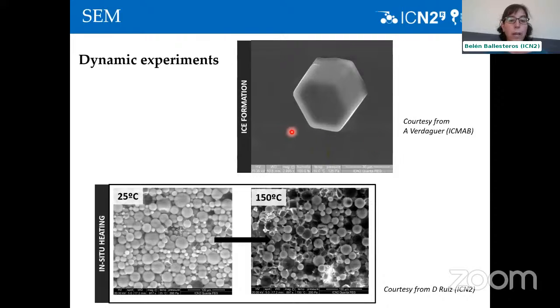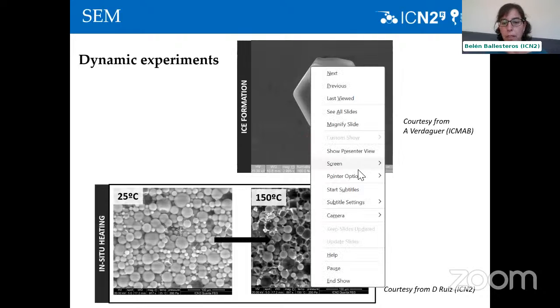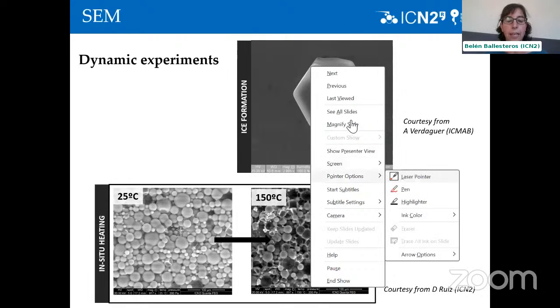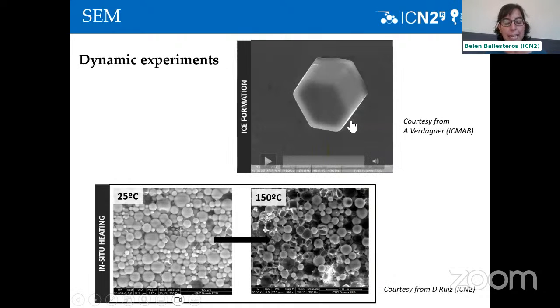Some other things we can do are dynamic experiments in the SEM, and I will show you some things that we have done in our lab. In one of our SEMs, an environmental SEM, we can work at conditions which are not high vacuum. So we can change the humidity inside our microscope and the temperature.